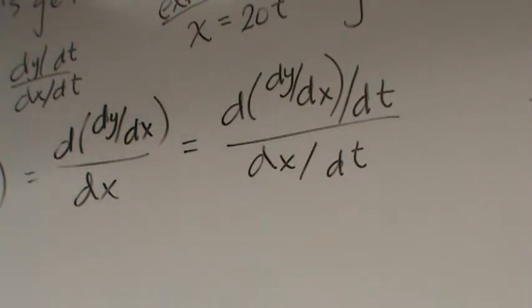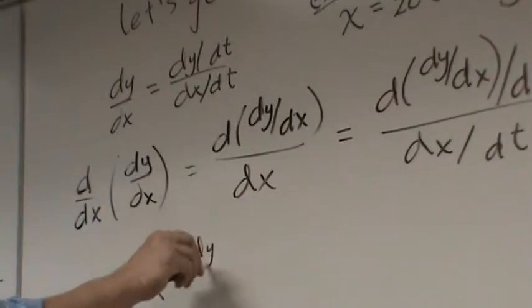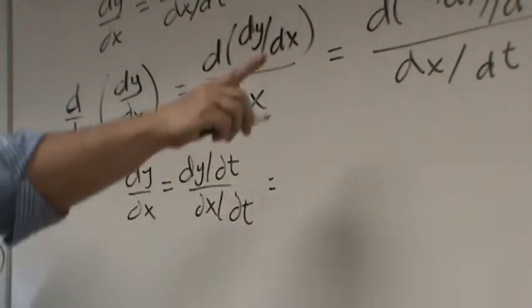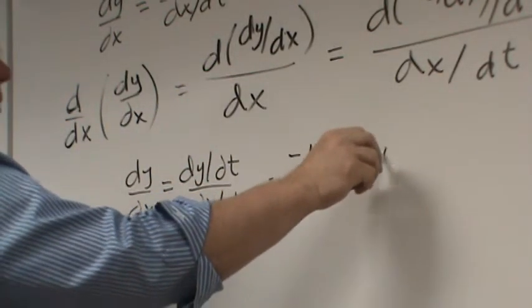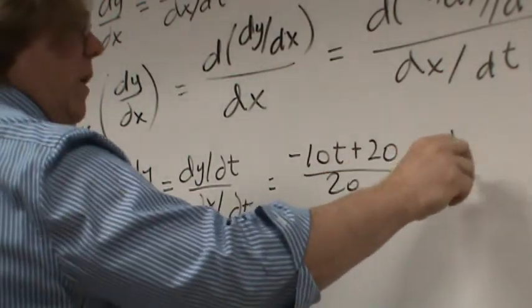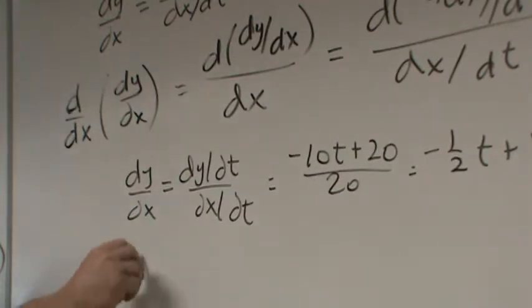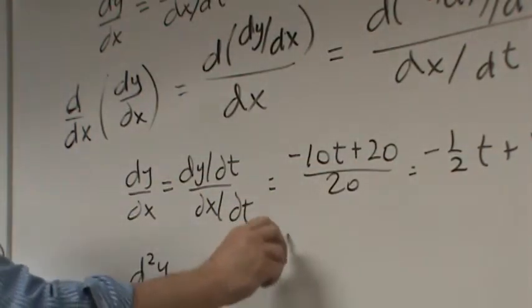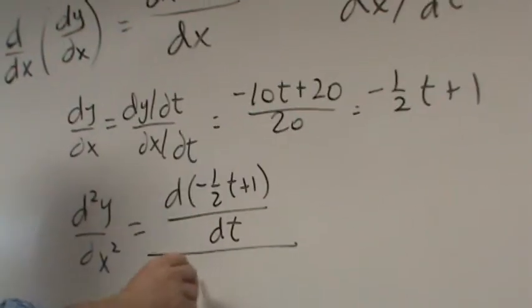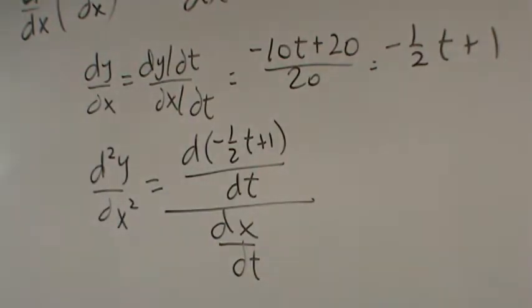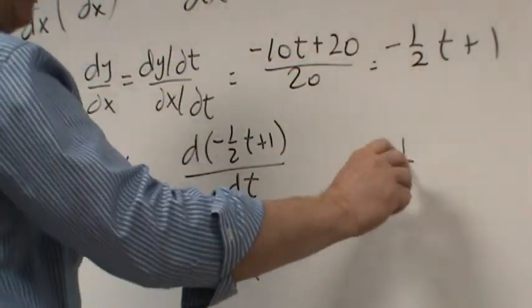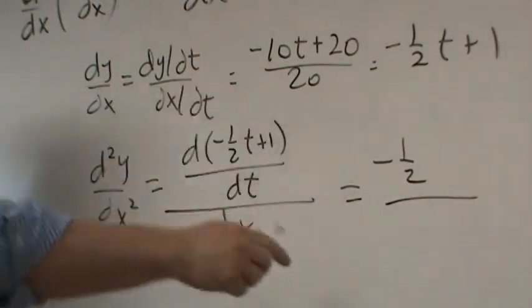Let me show you how that plays out. For this example, dy/dx is equal to dy/dt over dx/dt, which ended up being negative 10t plus 20 over 20, which ended up being negative 1/2 t plus 1. The second derivative is going to be the derivative of that, negative 1/2 t plus 1, with respect to t over dx/dt. The derivative with respect to t is negative 1/2. dx/dt, we already found it was 20.